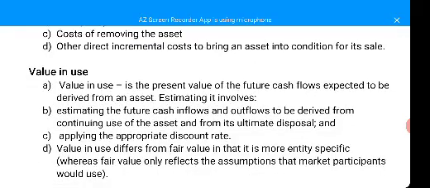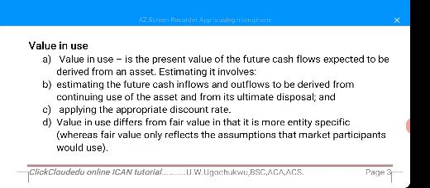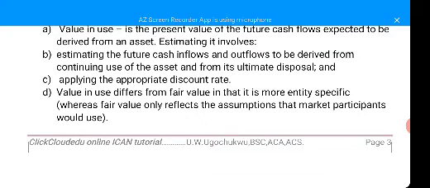Now, what is value in use? Value in use is the present value of the future cash flows expected to be derived from an asset. For you to get your value in use, you must understand these items. One, estimating the future cash inflows and outflows to be derived from continued use of the asset and from its ultimate disposal. So you must know the cash inflow and outflow of the asset when you continue to use such an asset. Two, applying the appropriate discount rates.